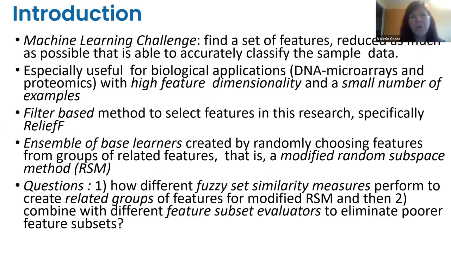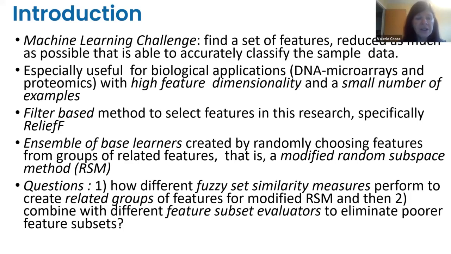A lot of you are doing machine learning, and one of the problems is there are huge numbers of features, but few examples or samples in the data set. This is especially true in biological applications. In our case, we had levels of gene expression for cancer patients, with over 7,000 features and maybe less than 100 patients. So we were trying to have accurate classification and eliminate a lot of the features.